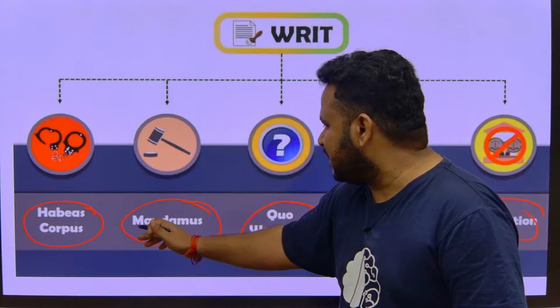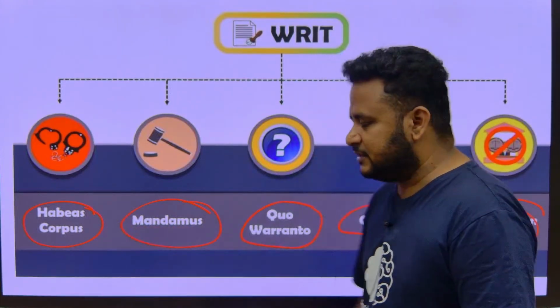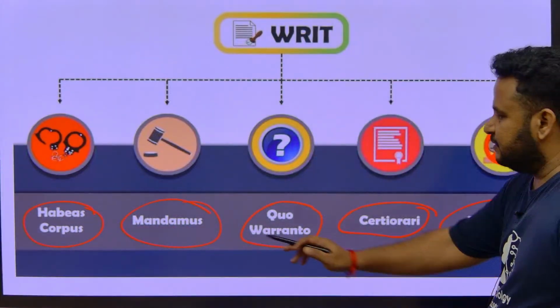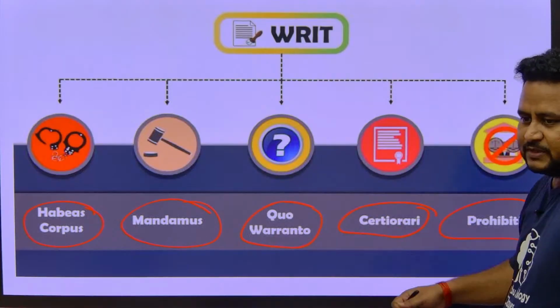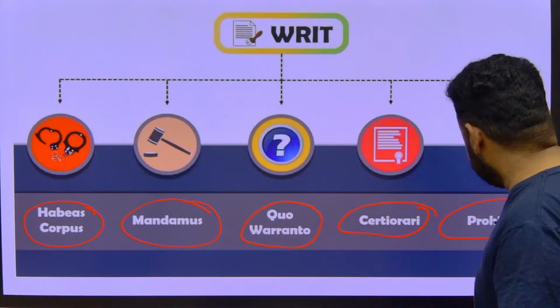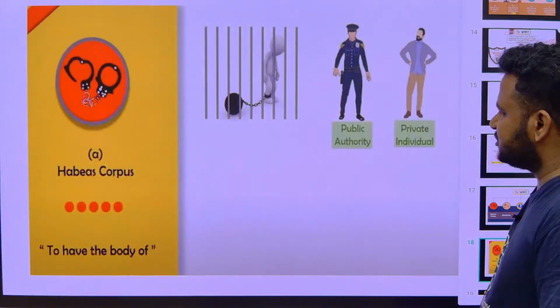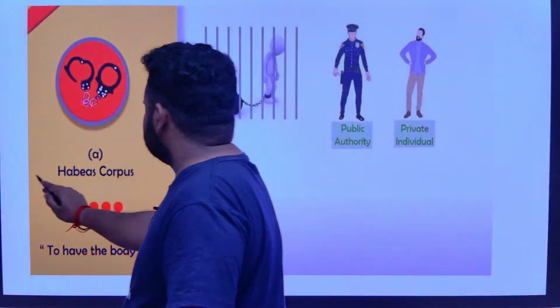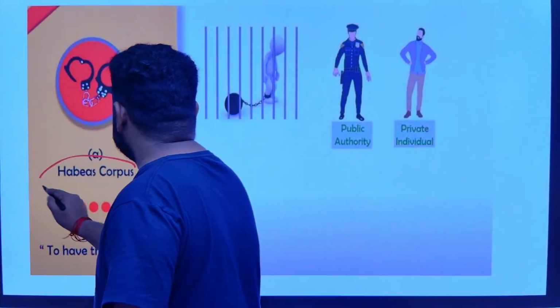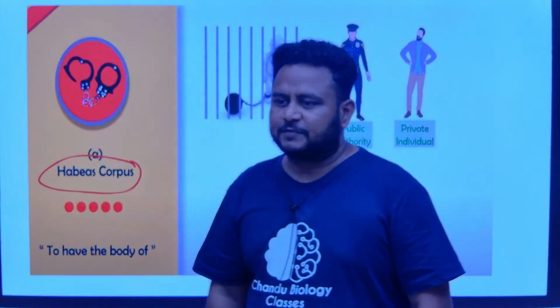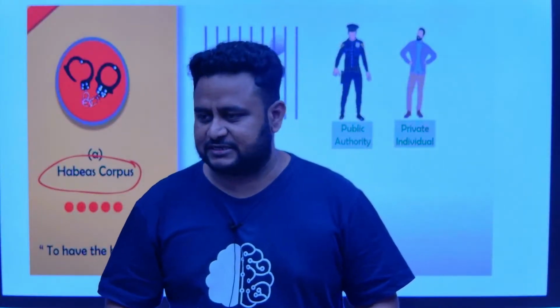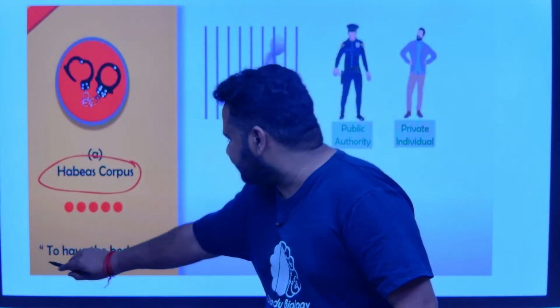So first we have habeas corpus. Habeas corpus is a very important writ that we have. Anyway, I will share the document with you. I think I already shared fundamental rights. So first of all, habeas corpus. What is the meaning of habeas corpus? Habeas corpus means to have the body of the person.